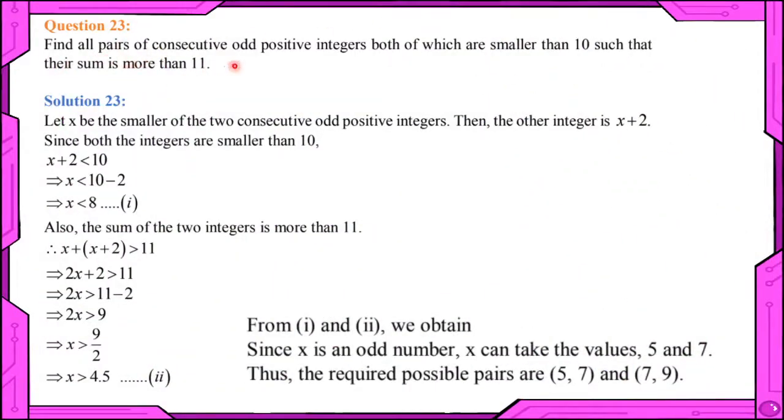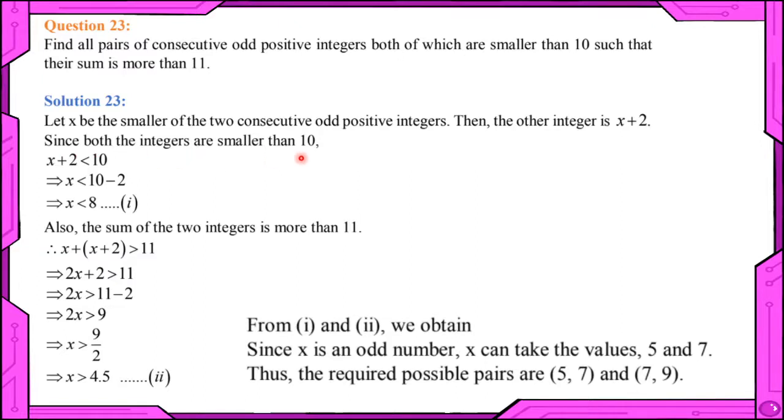Find all pairs of consecutive odd positive integers, both of which are smaller than 10, such that their sum is more than 11. So let x be the smaller of the two consecutive odd positive integers. The other integer is definitely x plus 2, because they are talking about odd positive integers. Odd means we have to skip 1, so it will be plus 2, right? If I take any odd number like 3, the next will be 3 plus 2, which is 5, right? So if I have taken one number as x, the other will be x plus 2.